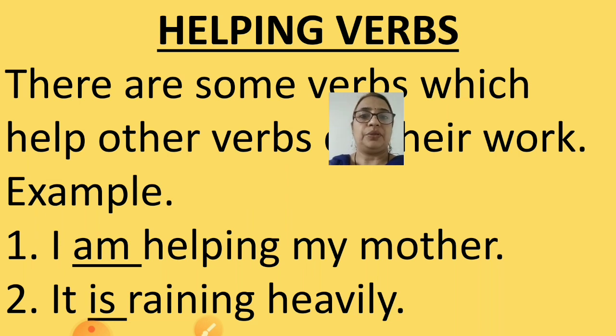Let's see more examples. Second sentence. It is raining heavily. Now the subject is it. The action word, that is the verb, is raining. Very good. So which word is helping the main verb? That is, is. It is raining heavily. So in the first sentence, am is the helping verb. In the second sentence, is is the helping verb.